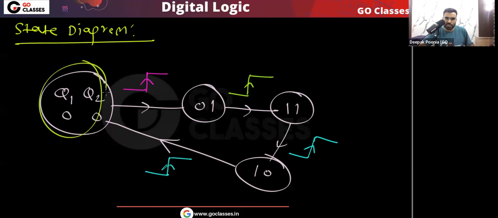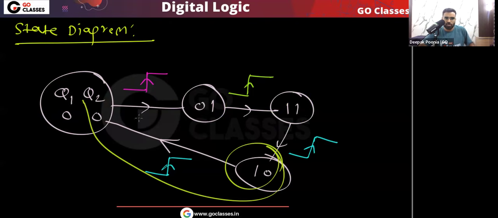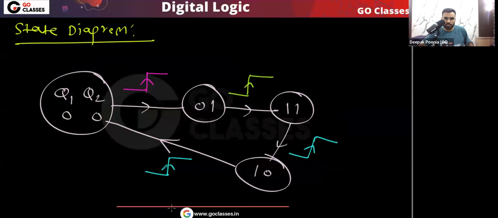Or I can say that if this is the present state, then after one clock cycle or after one clock pulse or after one rising edge, the state will become 0, 1. If this is the present state, then after one clock cycle or after one clock pulse or after one rising edge, the state will become 1, 1. Or I can say that from this 1, 1, the next state will be 1, 0. From this state 1, 0, the next state will be 0, 0. So I hope you understood the meaning of this state diagram.